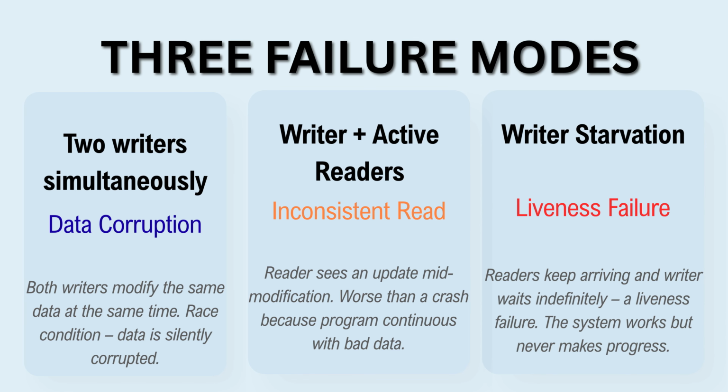The program continues with bad data and you may not notice for a long time. Third, writer starvation. Readers keep arriving in a continuous stream. The writer is waiting for exclusive access, but new readers always jump ahead. The writer waits indefinitely. The system is doing work, but the writer never makes progress. This is a liveness failure, which is equally important as a correctness failure in production systems.